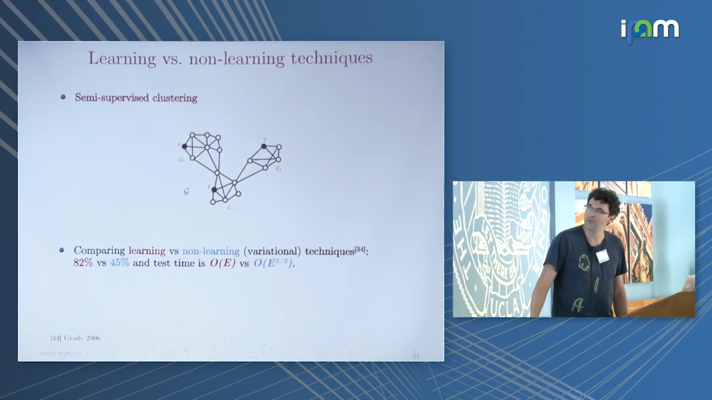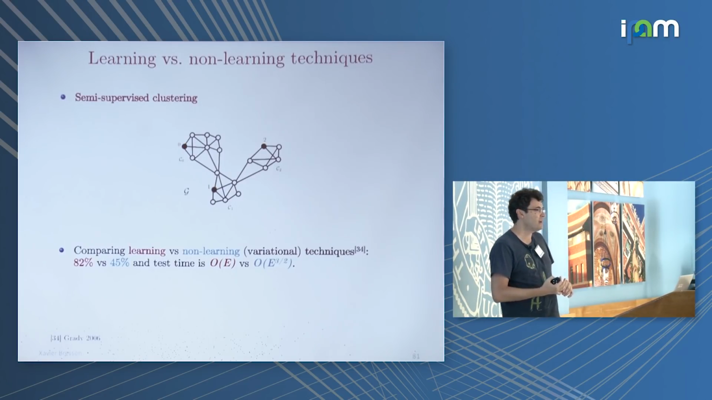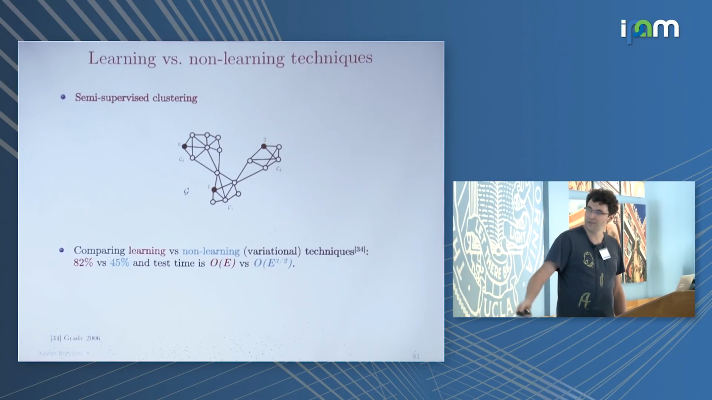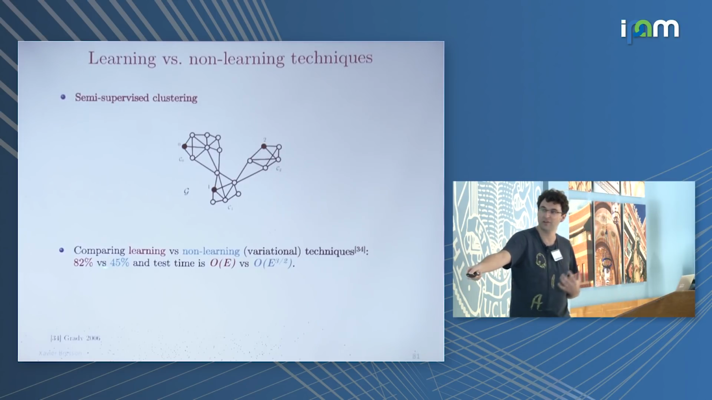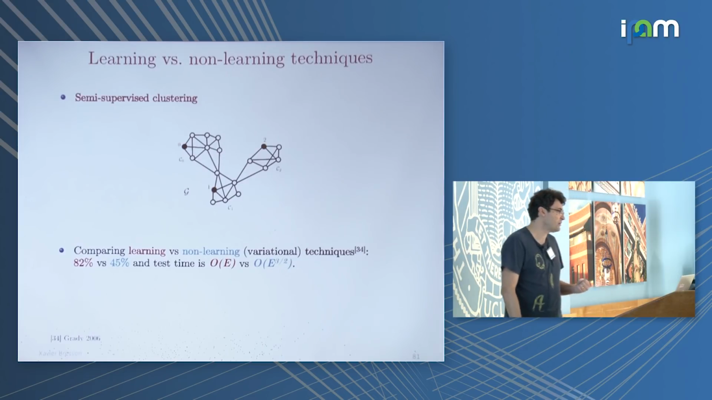And there was also one question from the referee: can you compare this learning technique for semi-supervised clustering to a well-known variational technique? When we use only one label for each cluster, the performance is 82% for the learning technique and 45% for the non-learning technique. So there is a very huge gap. We are surprised there is such a huge gap of performance. And the test time is better, because here you need to solve, this is the number of edges by the way, a sparse linear system of equations. So it takes more time.